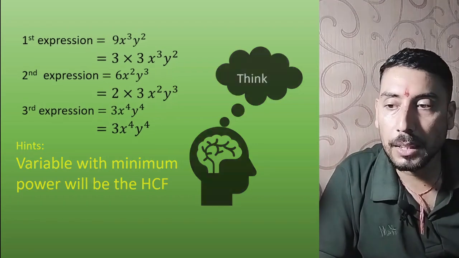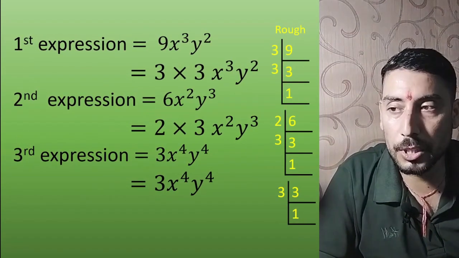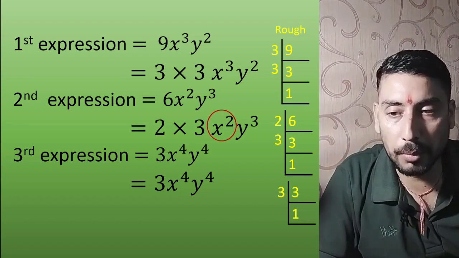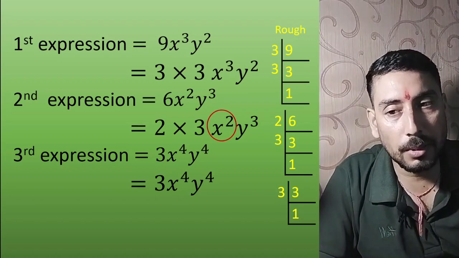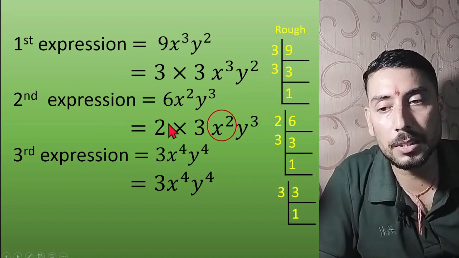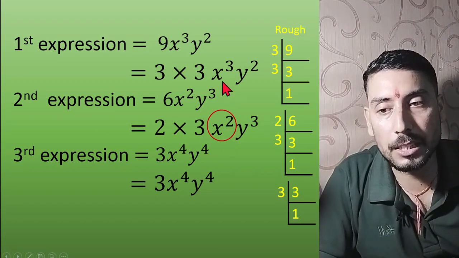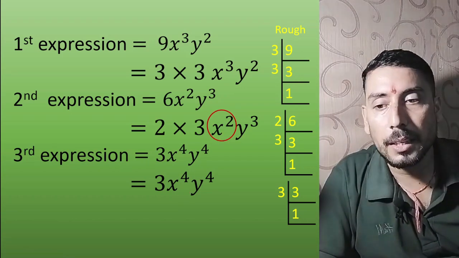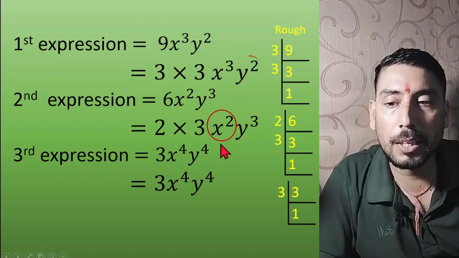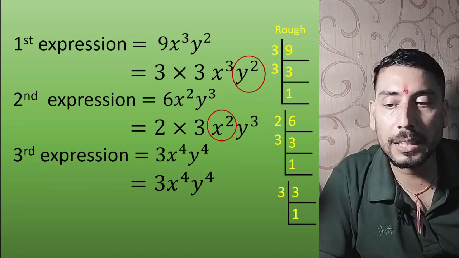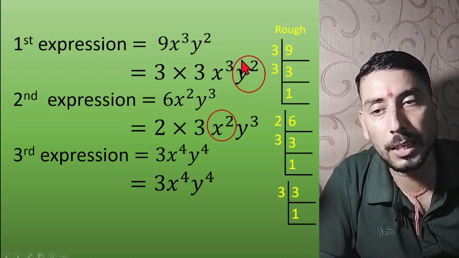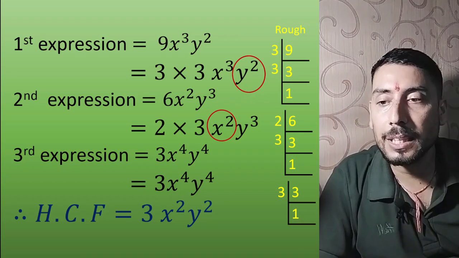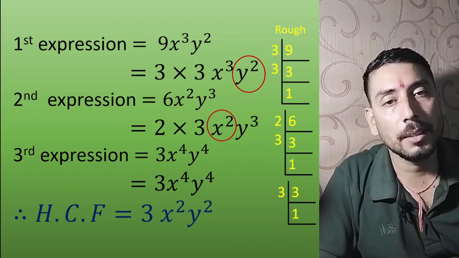Okay, so simply let's go to our question. Here for the first, second, third expression we already got the HCF from the numbers. Now let's go through the variables. Here in x, the minimum power is x square, because here is x cube, here is x square, here is x4. Which one is minimum? Definitely x square. That's why x square is our HCF. Similarly in the case of y square, y cube, y4, which one has the minimum power? y square. So that is our HCF. So it becomes 3x square y square as the HCF.